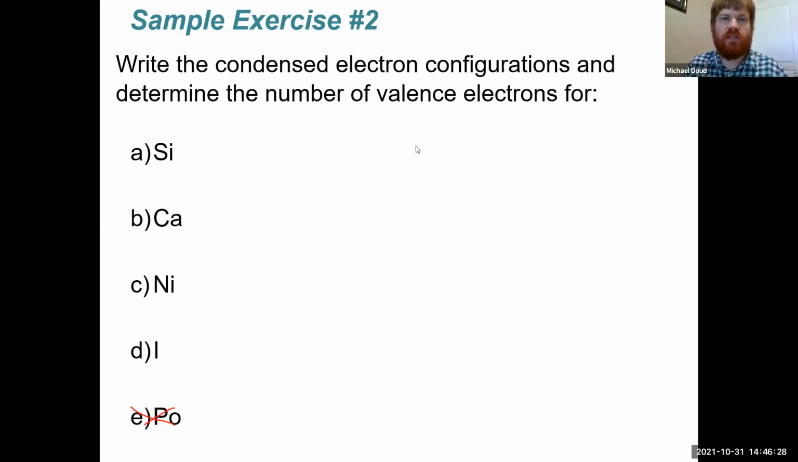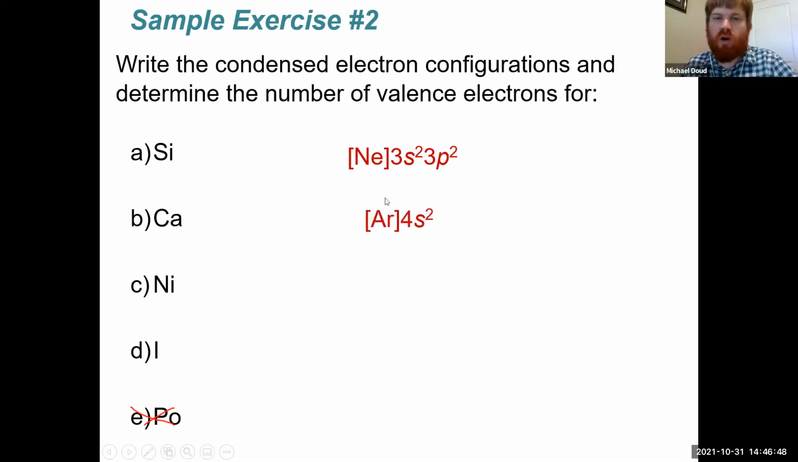All right, did I have these on the slide as well? There we go, okay. So for silicon, this should be easy. This is the one we just looked at. It's got the core electrons of neon, followed by 3s2, 3p2. Next up for calcium, what's the nearest noble gas neighbor to calcium? Well, calcium's number 20, and its nearest noble gas neighbor is argon. So it's argon, and then plus 2 extra electrons. Those both fit in the 4s sublevel, so 4s2.